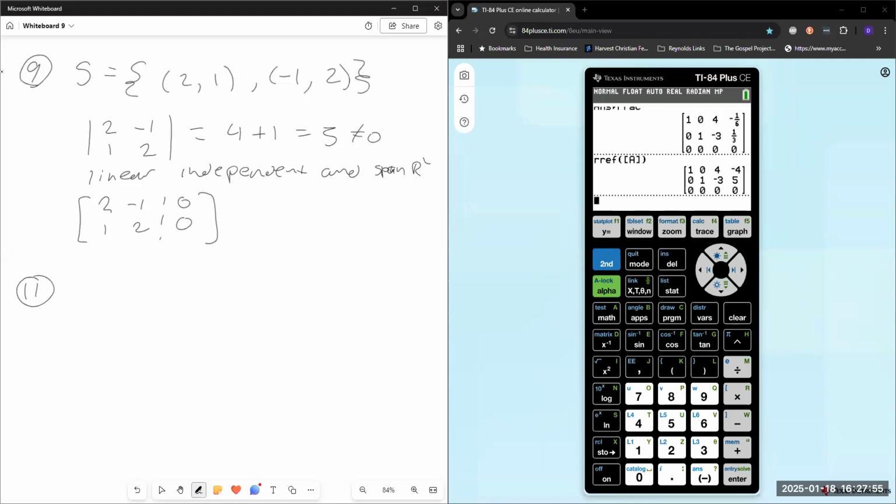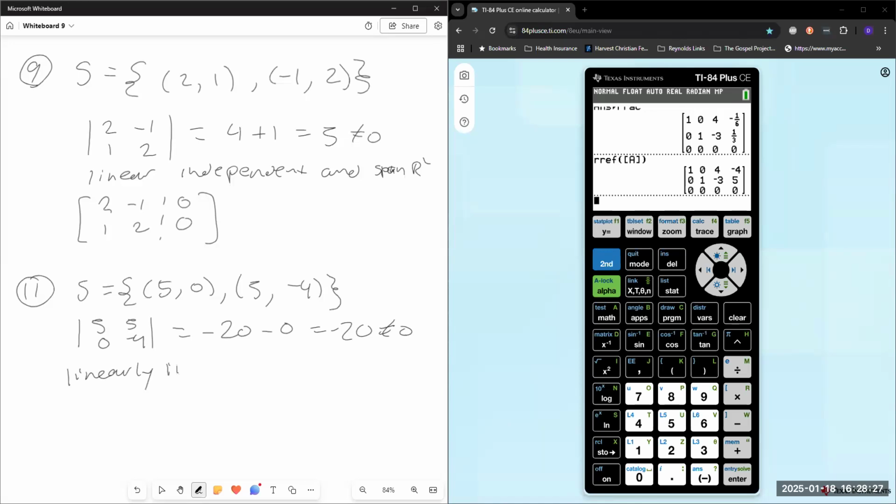So let's look at number 11 with S equal to 5, 0, and 5, negative 4, like that. So we have 5, 0, 5, negative 4. It's negative 20 minus 0, which is negative 20, which is not equal to 0. So they are linearly independent, and S spans R2.